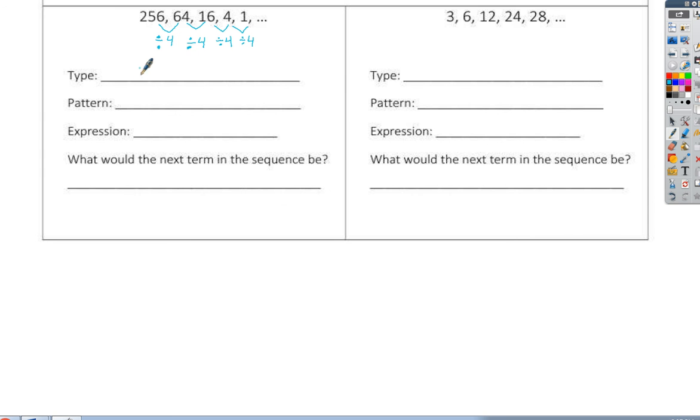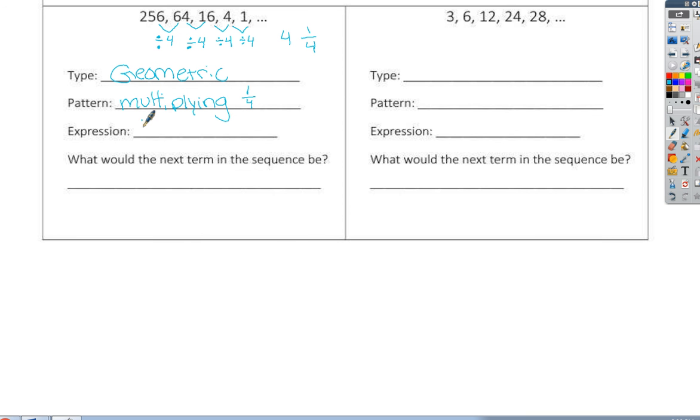So we need to write the type of sequence this is, and it's geometric. In geometric sequences, you are multiplying or dividing, or you're multiplying by a fraction. So that's how we know if it's geometric. If it's arithmetic, you are adding or subtracting. So the pattern would be multiplying by 1/4, because we have to be in multiplication. We cannot be in division. So when we multiply this, we have to flip it from 4 to 1 over 4, so that we're able to multiply instead of divide.